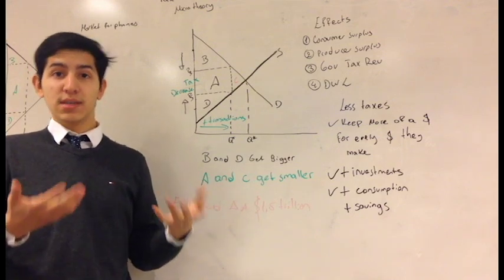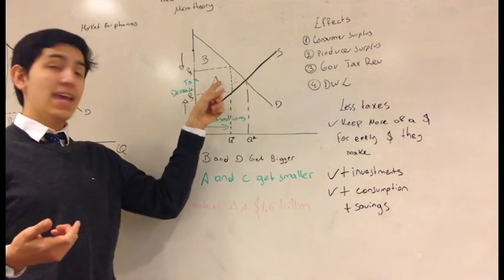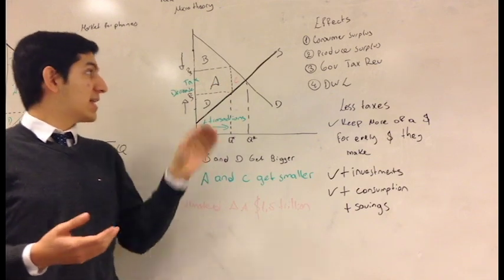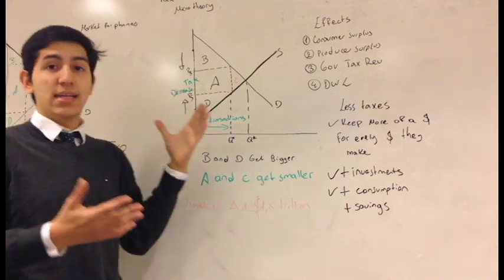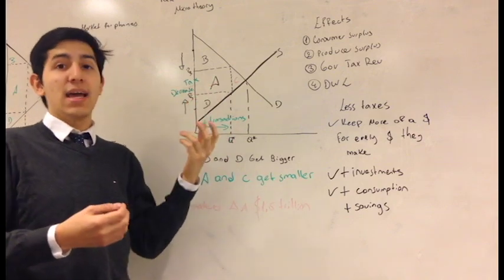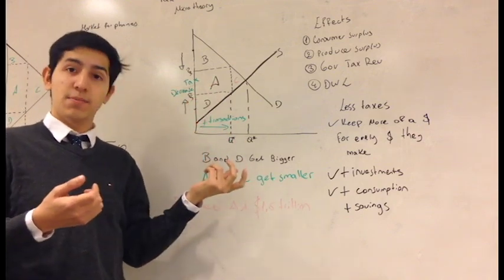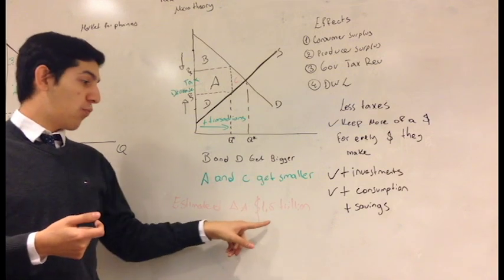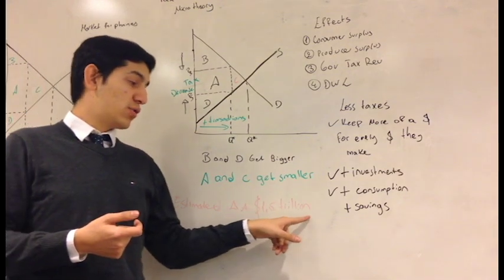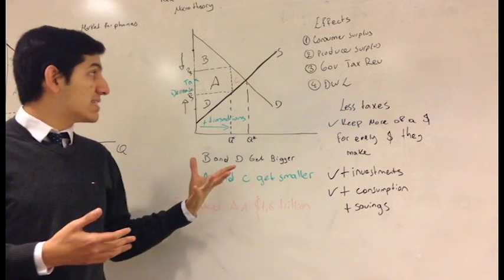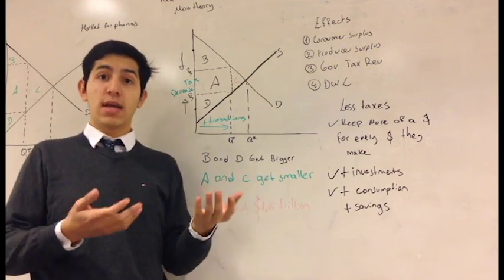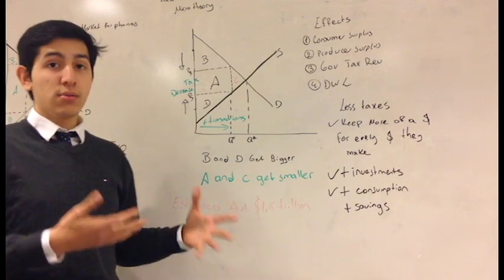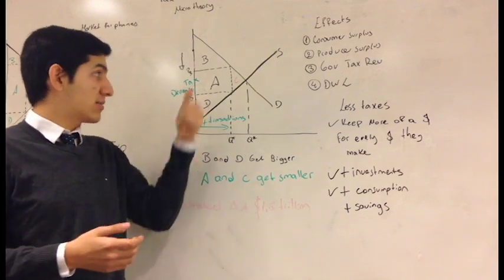Another thing that happens here is that area A gets smaller. This means that because the tax is cut, now the government has less to collect. This is estimated to be at $1.5 trillion, which is what the government of the United States will have to bear in order to be able to afford this tax cut.